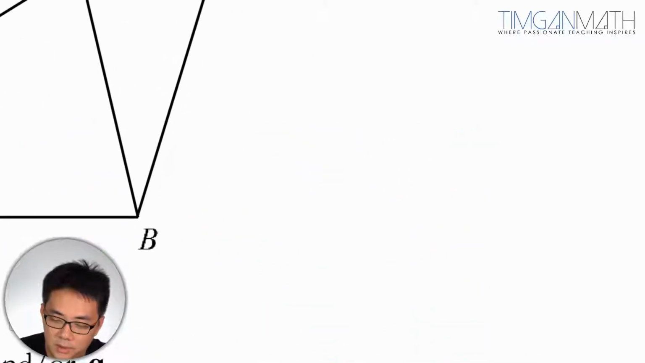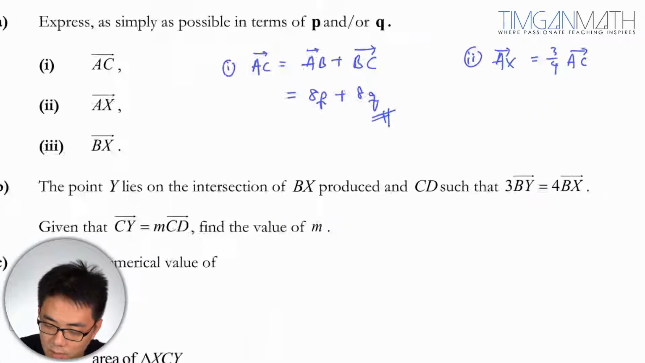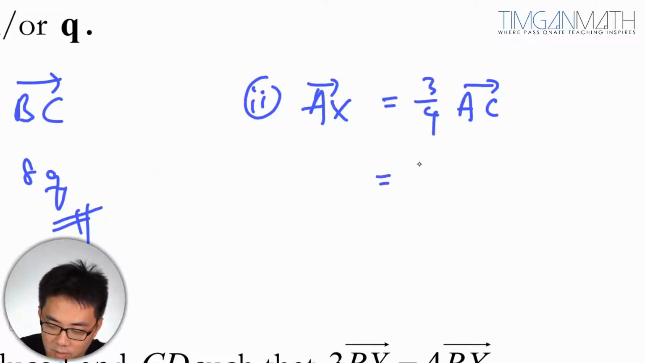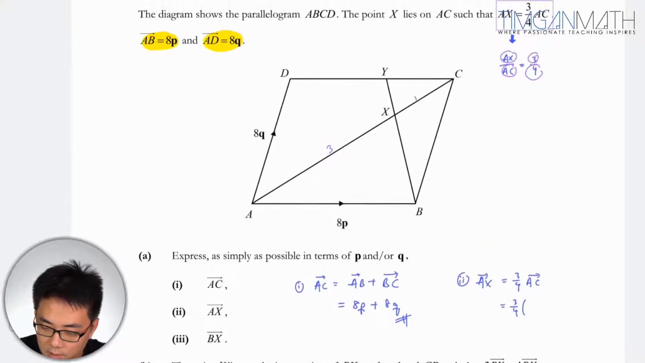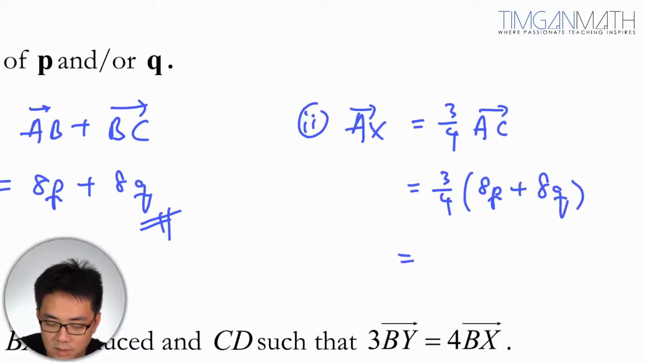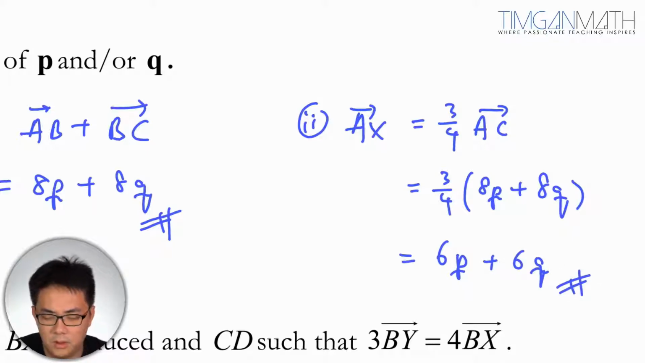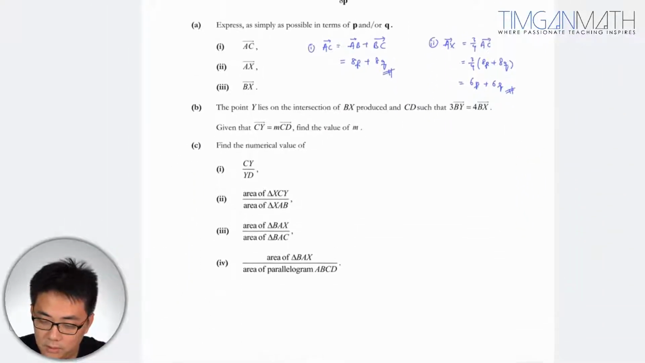Okay, just remember that, because you see this formula here, AX is equal to 3/4 of AC. So we could just quickly put AC here, and this will just be 3/4 of A to C, which is what, 8P plus 8Q. Now we are told to simplify this, so we could just simplify this. This will be 6P plus 6Q. Okay, that's how you do part 2.